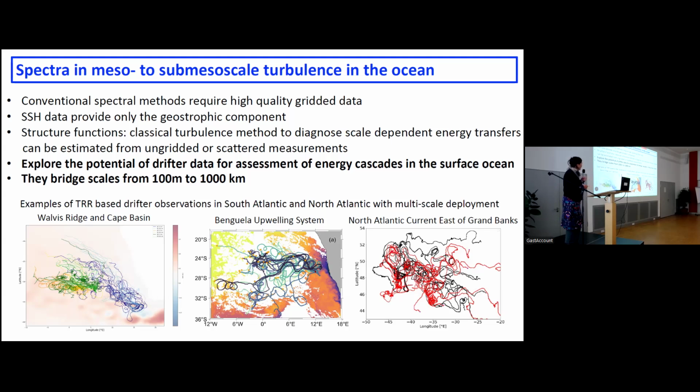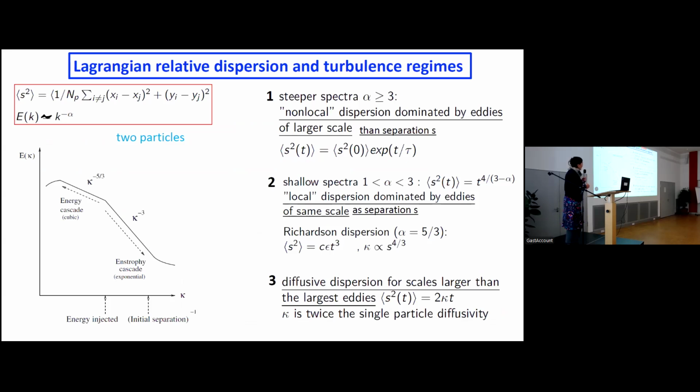Yes, so we want to explore the potential of these drifter data because the advantage is that they can potentially really bridge scales from 100 meters to about thousands of kilometers. Okay. And so what you usually do with Lagrangian measurements or drifter data, you can actually look at dispersion statistics, so pair dispersion. So you look at the mean square displacement of pairs of particles as a function of time.